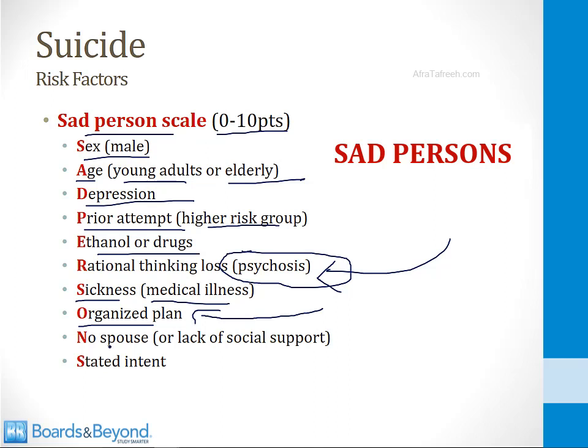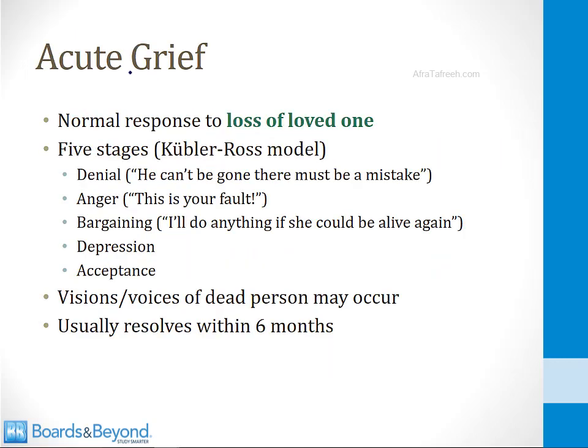Patients who do not have a spouse or lack social support are at higher risk. And then finally, patients who have stated intent are obviously at high risk. If a patient says, I want to kill myself and I'm going to do it, that patient is in a high risk group. Now let's talk about grief.